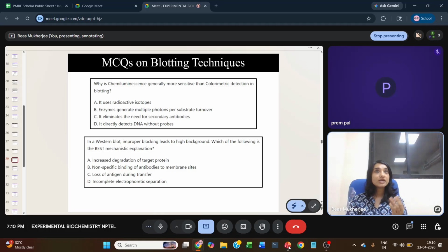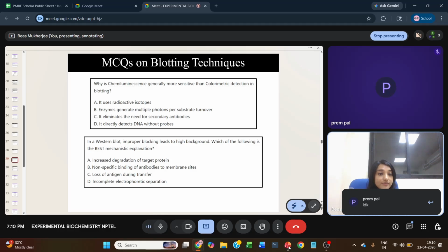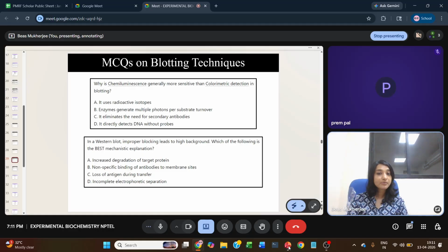Okay, so if your blocking is not done for a sufficient amount of time, you see that the entire blot is blackish, right? So why is that? The options are: increased degradation of the target protein, non-specific binding of the antibody to the membrane site, loss of antigen during transfer, incomplete electrophoretic separation. Acha. So increased degradation of the target protein, non-specific binding of the antibody to the membrane site.